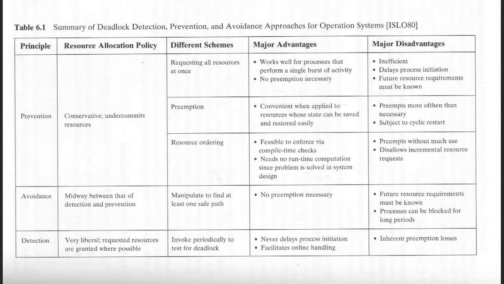And so avoidance, midway between detection and prevention. The disadvantage is that future resource requirements must be known. And this is what we have in the Banker's algorithm. And the processes can be blocked for long periods because of waiting for other processes.